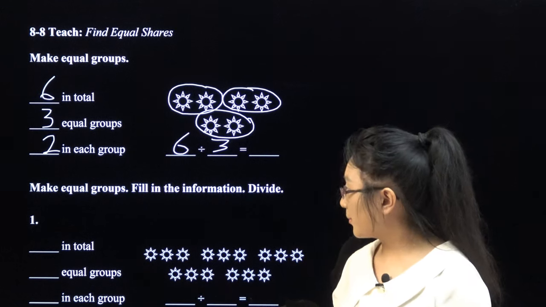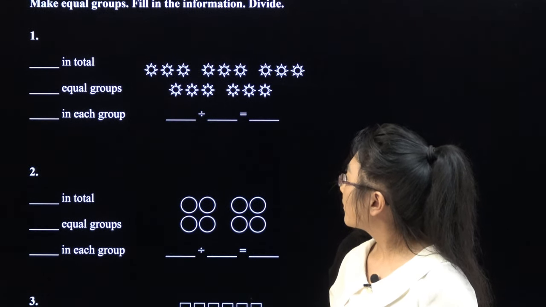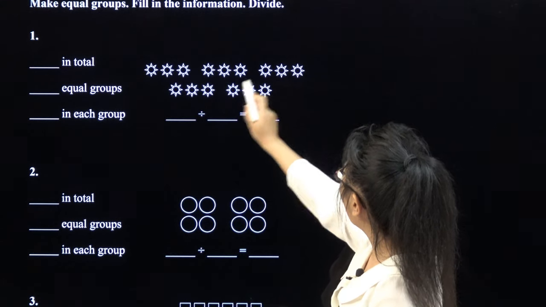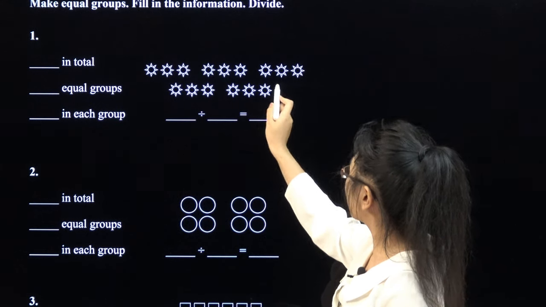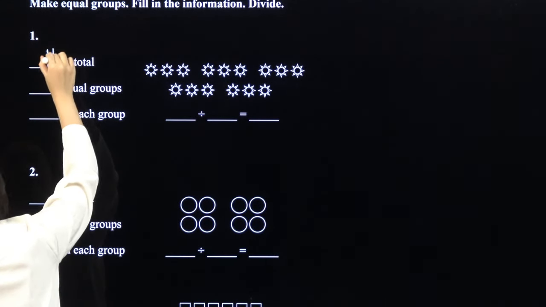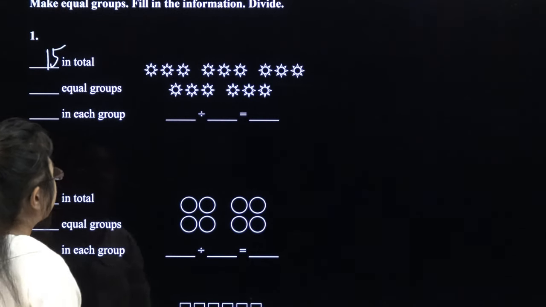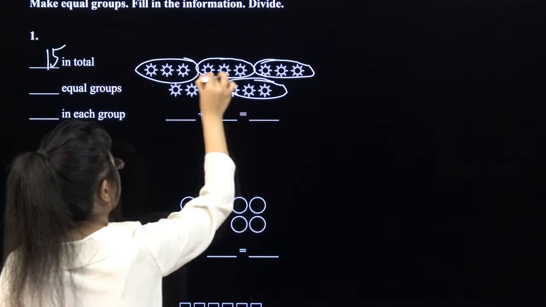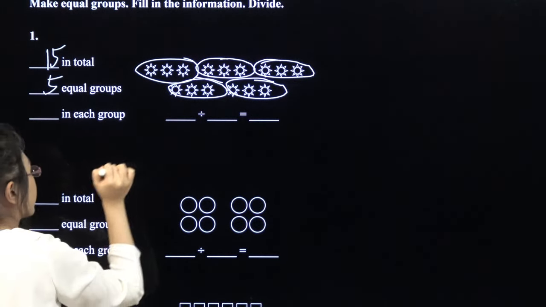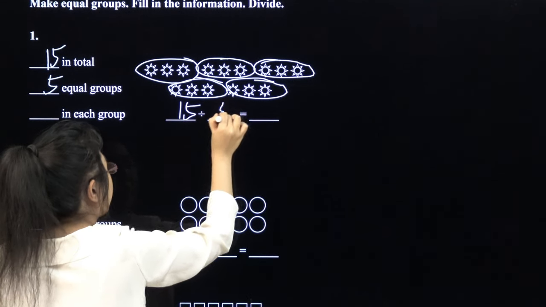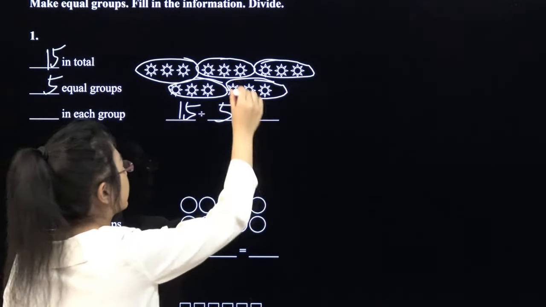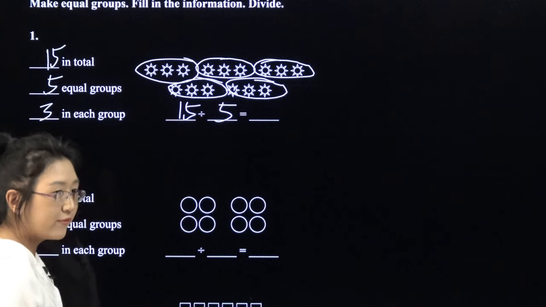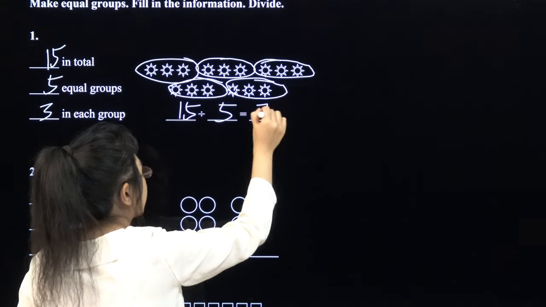So let's do some practice problems. How many suns are there in total? 1, 2, 3, 4, 5, 6, 7, 8, 9, 10, 11, 12, 13, 14, 15. 15 suns in total. How many equal groups are there? 1, 2, 3, 4, 5. 5 equal groups. So that's 15 divided by 5. And how many are there in each group? 1, 2, 3. 3 in each group. So 15 divided by 5 equals 3.